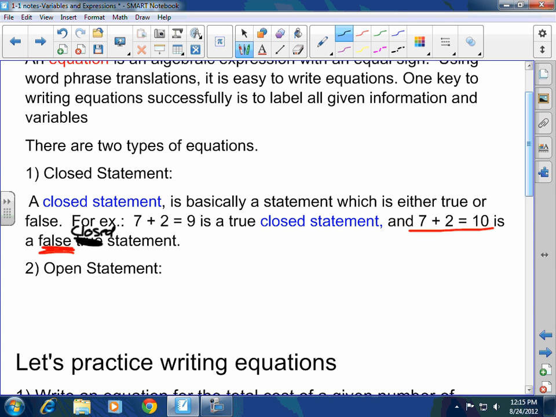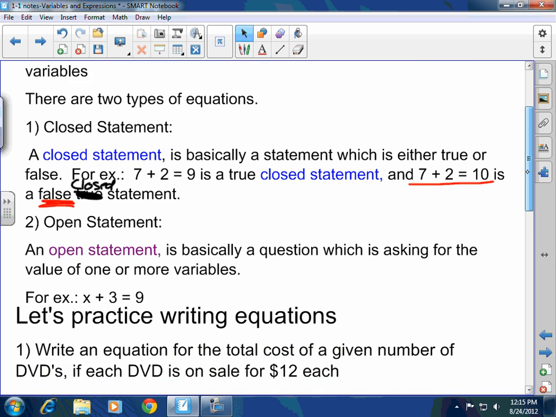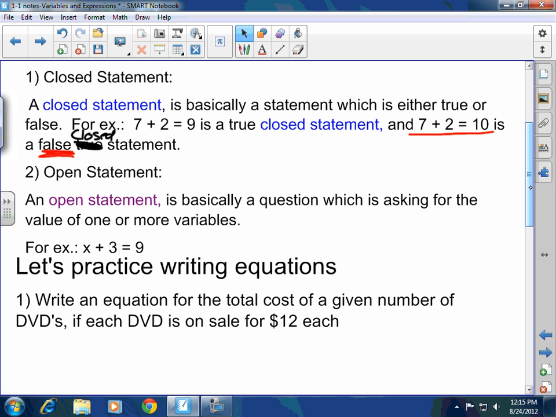Okay? Now, an open sentence. An open sentence, you're going to be dealing with a variable because it's open. The whole point of open is we don't know what the variable is. You got to solve it. It's open to interpretation. So an open statement is basically a question which is asking for the value of one or more variables. For example, x plus 3 equals 9. That's an open statement because we don't know what x is. We know it's 6, but you understand what I'm saying, right? Whenever you're looking for a variable, you're looking for an open statement because it's open to interpretation. Does that make sense? Yes.